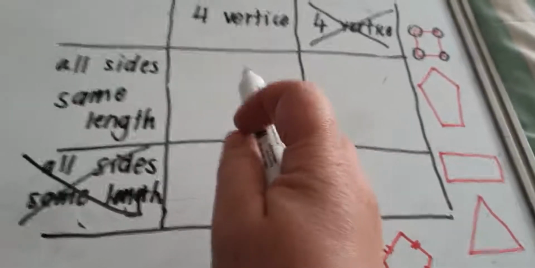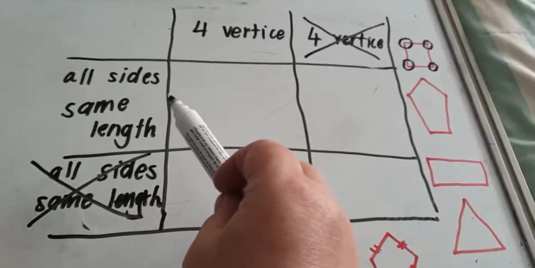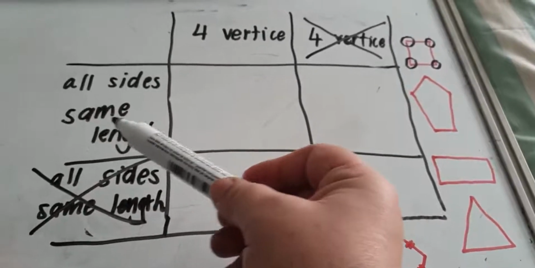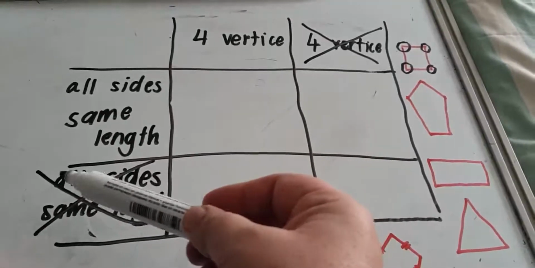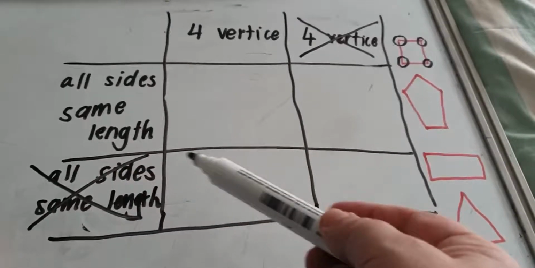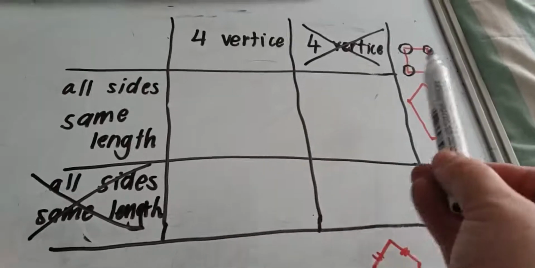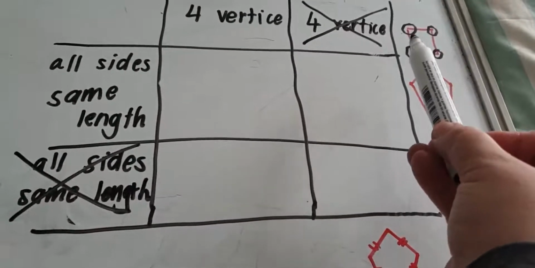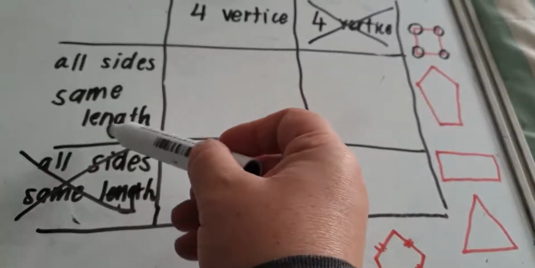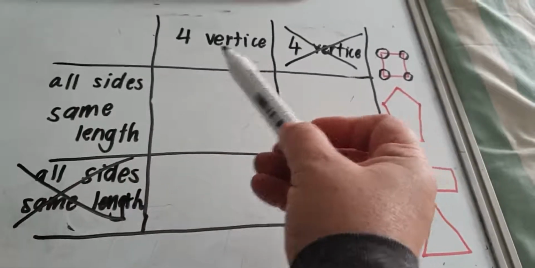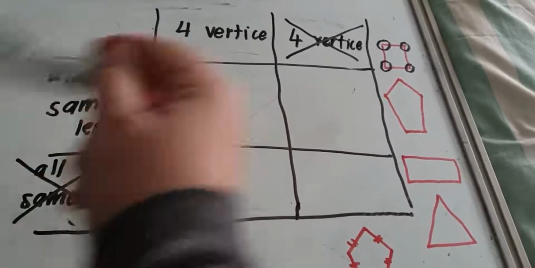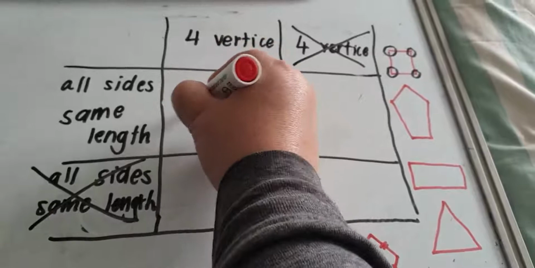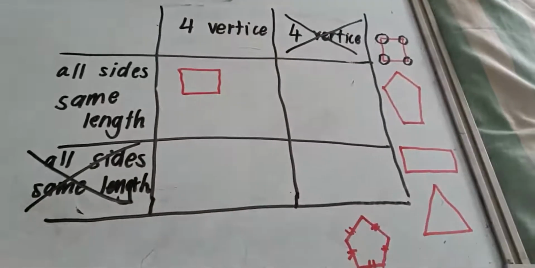But wait, we need to check the other titles first. We need to check, does it have all sides the same length? Or does it have all sides not the same length? Well, in our square, we know that it has 4 sides the same. So all sides the same length. It's got 4 vertices. So our square, sorry about this wobbly camera, needs to go in there.